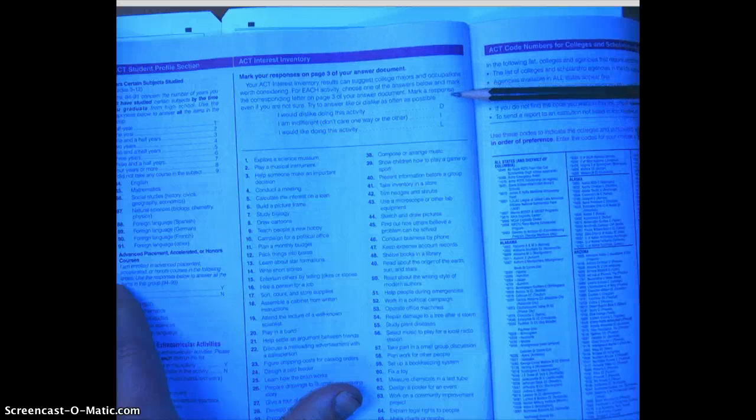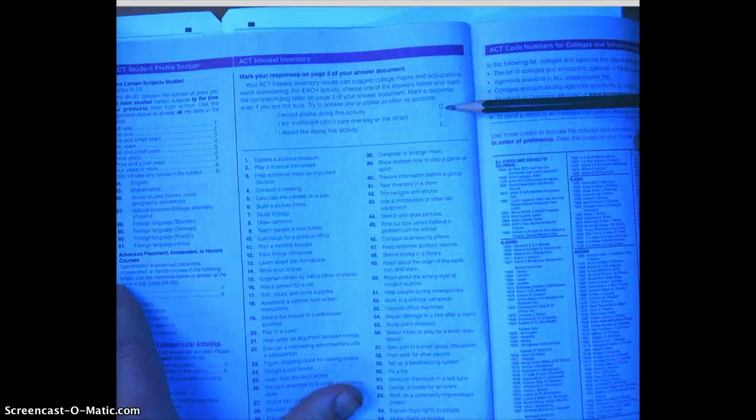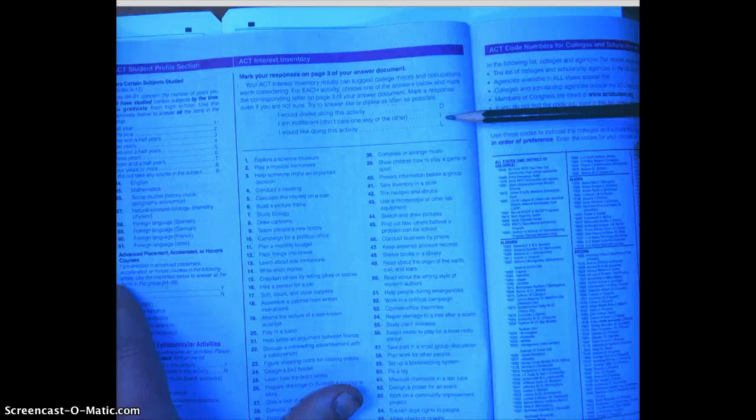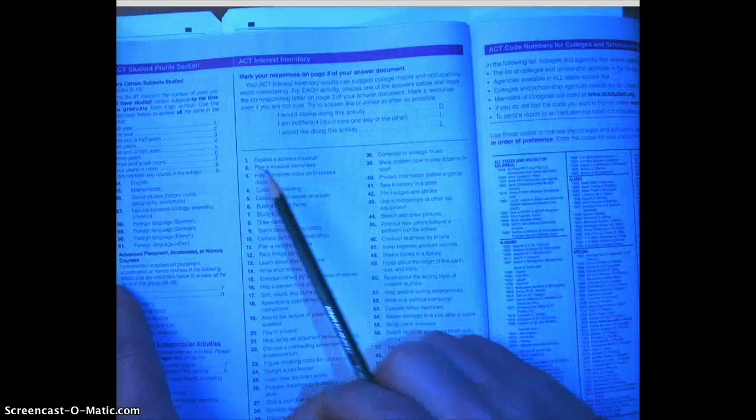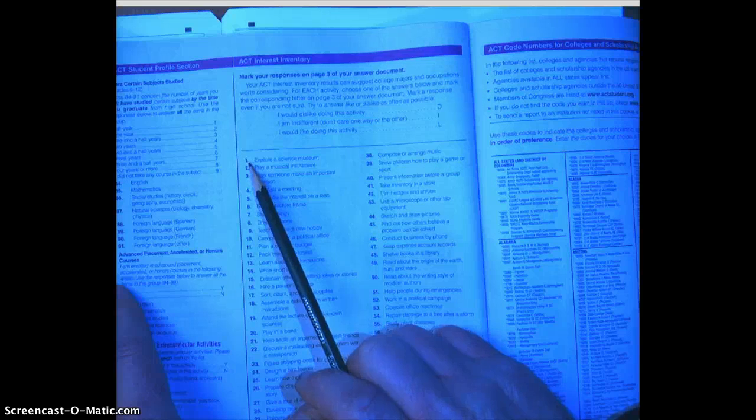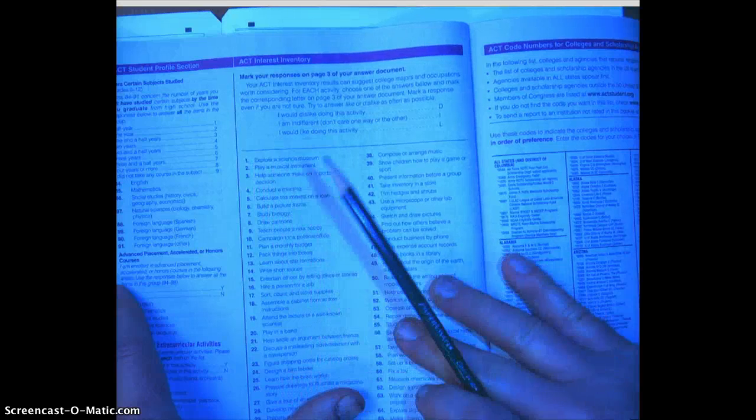I would dislike doing this activity would be scored with a D. I'm indifferent, or I don't care whether or not I do that activity, with an I. Or I would like to do that activity, and you're going to mark that with an L. So, prompt 1 says, explore a science museum.